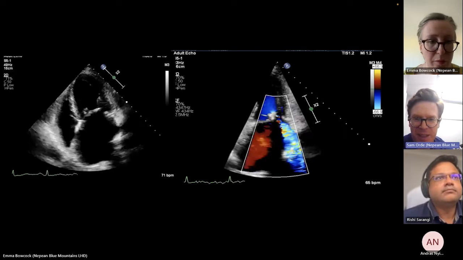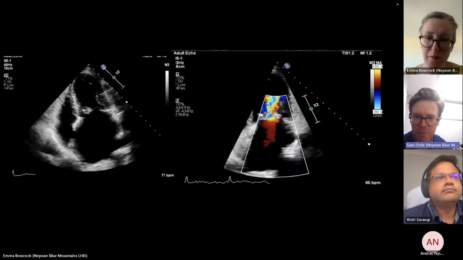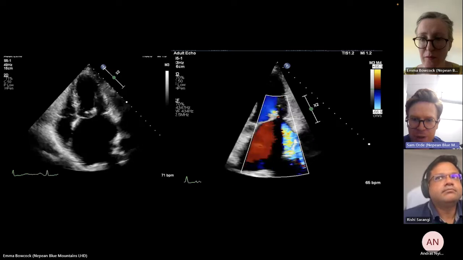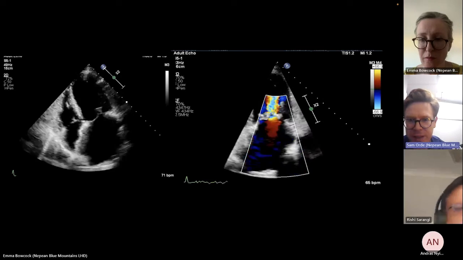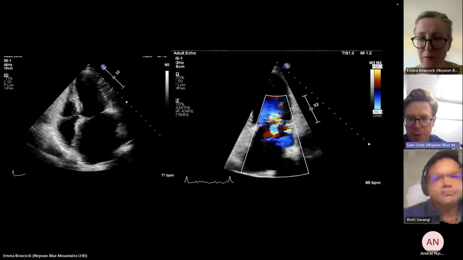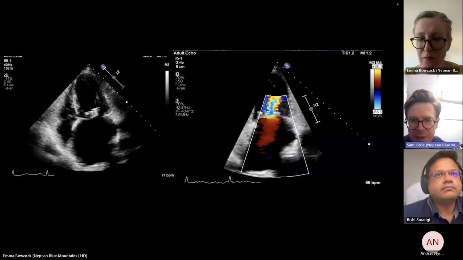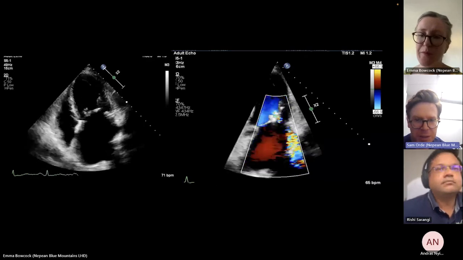And then the color Doppler shows turbulent mitral inflow with flow convergence and a PISA, and there is again significant mitral regurg that actually looks pretty severe in this view. It's eccentric, it's anteriorly directed, and I'd be worried about severe mitral regurg in this patient as well.